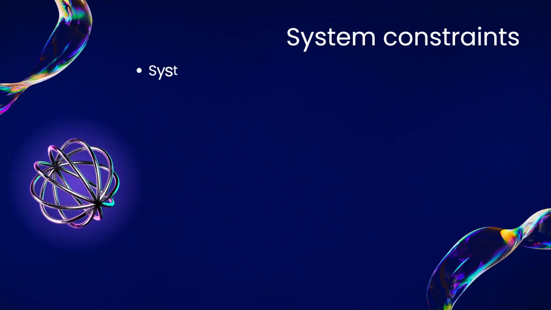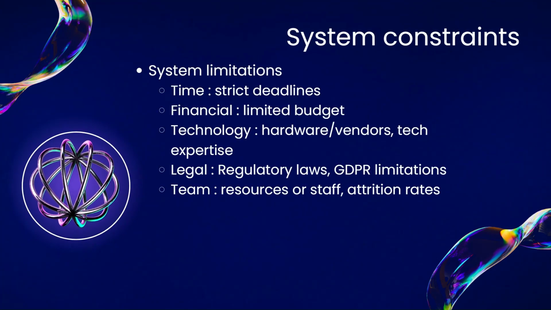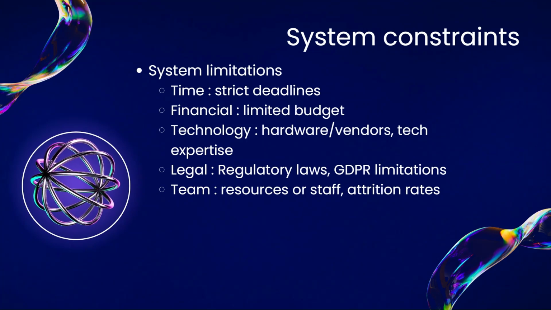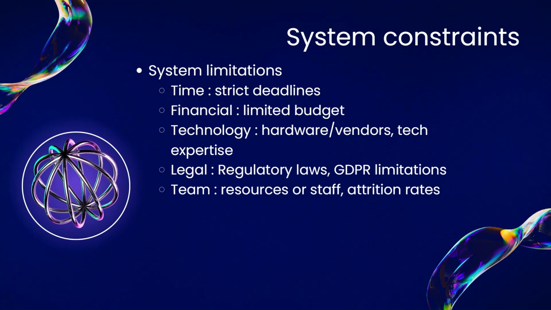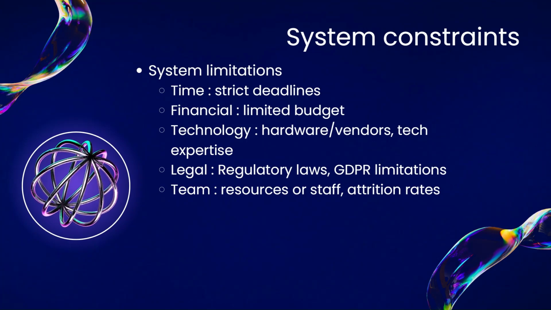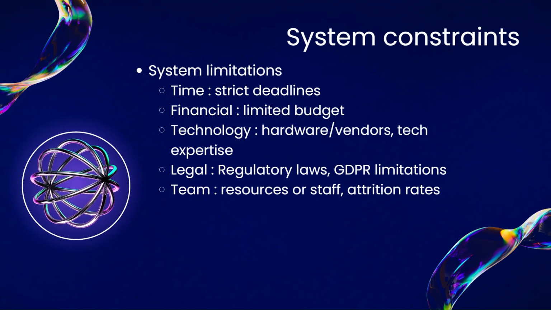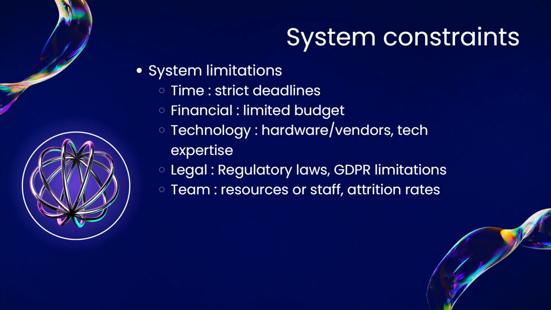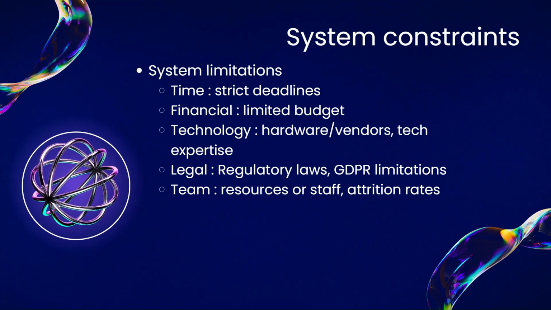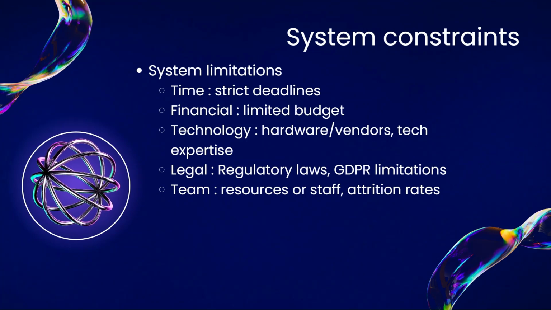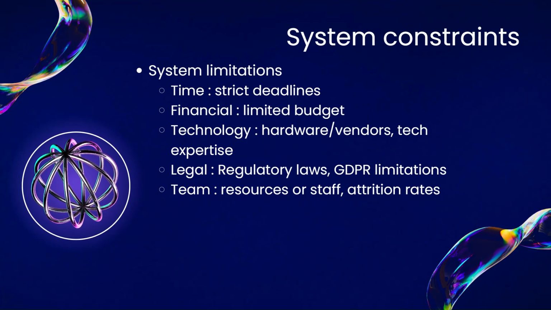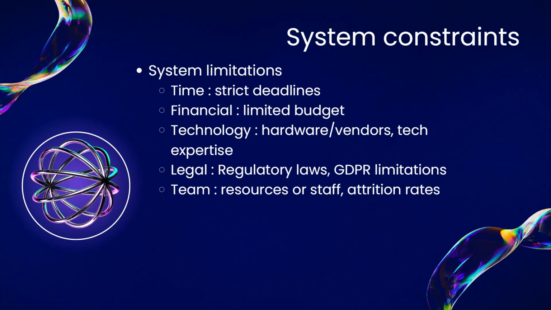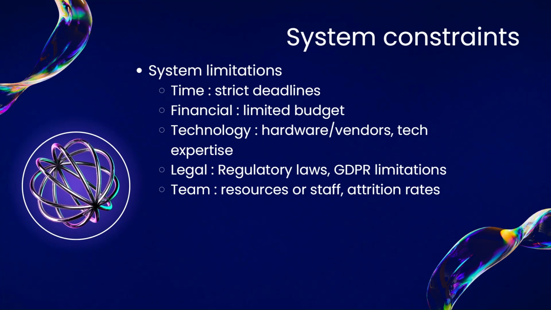Then system constraints. The third is system constraints. These are the constraints or the limitations that might affect your software development cycle while building the product or the system. Time constraint, like strict deadlines or the time to market the product. Then financial constraint, budget limitations. Technology constraints: you need specific hardware to implement or test certain features of the product, but it is not available in the market or it is very costly. Then legal constraints, regulatory laws, GDPR limitations. Team constraints, that is, your team might not have the expertise for a certain tool to be used in the product, such as ETL tools and all.